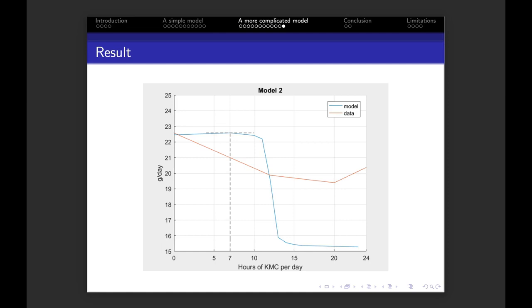The quantity weight per day increases slightly at first, then it has a significant drop when delta goes from 10 to 14. After that, it maintains at a stable level. One reason for the drop is that prolonged KMC time causes exhaustion for the mother, greatly affecting lactation. Compared to the data, we can also see that weight per day also decreases, but much slower, when delta goes from 10 to 14. One possible reason is that the data is taken from a controlled environment, so the effect of exhaustion is limited. We can also see that the highest weight gain per day is obtained at delta equals 7.